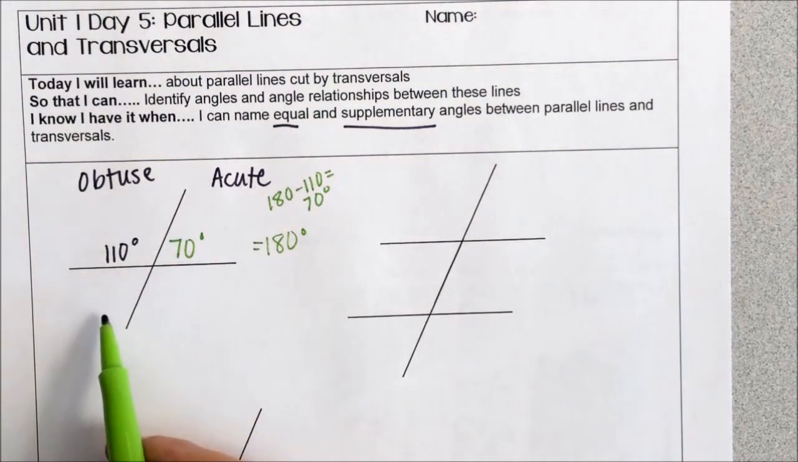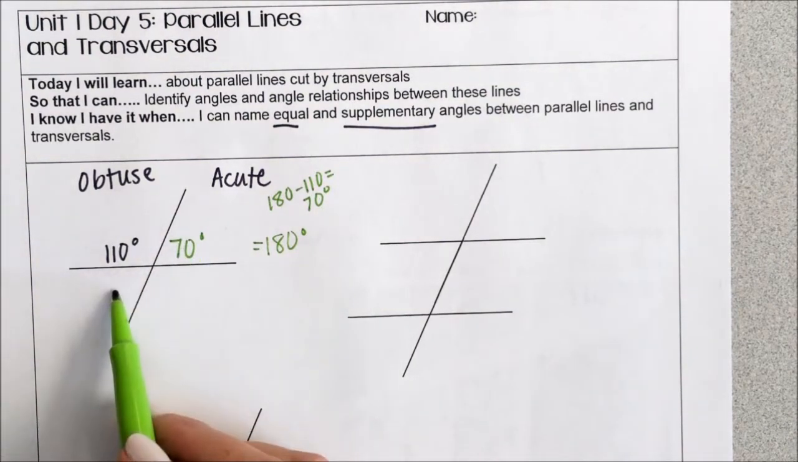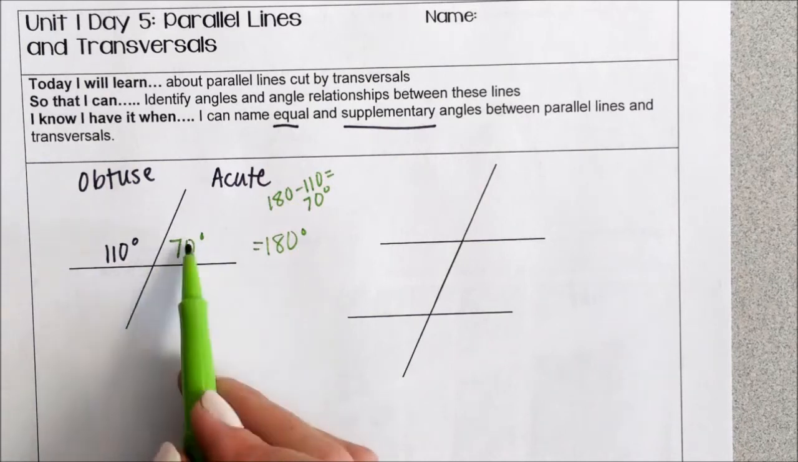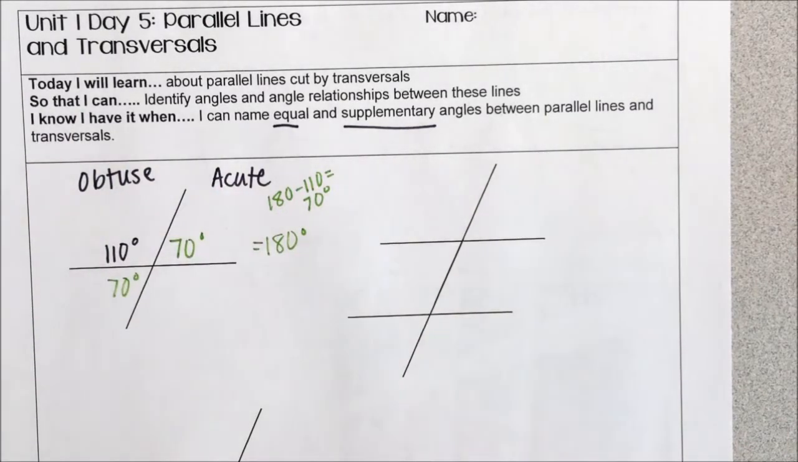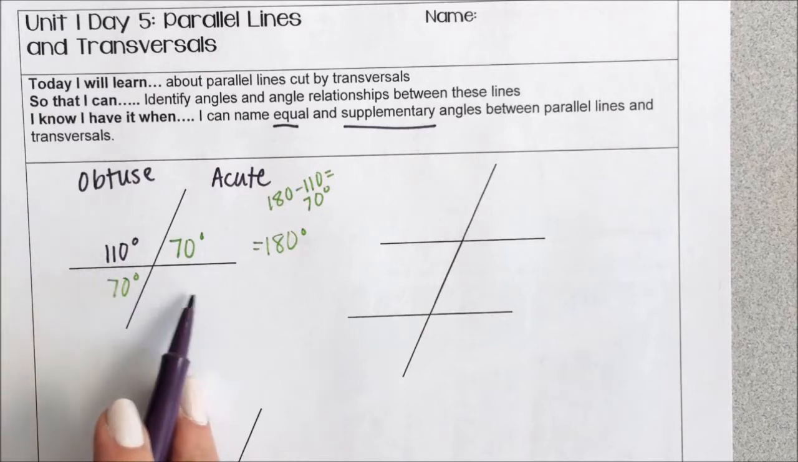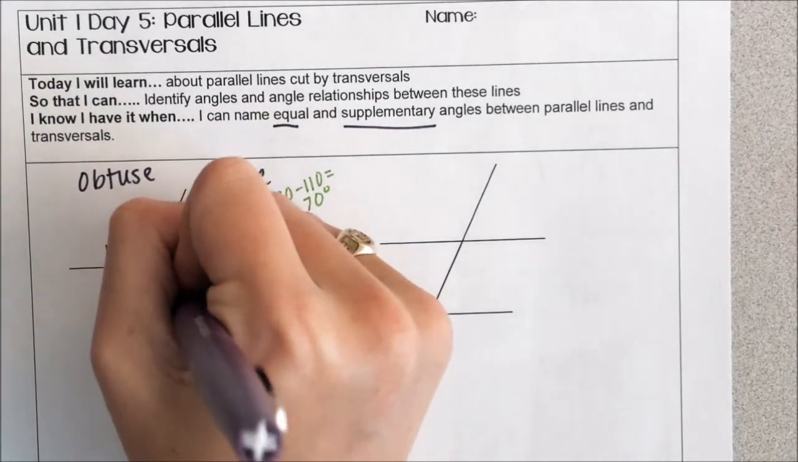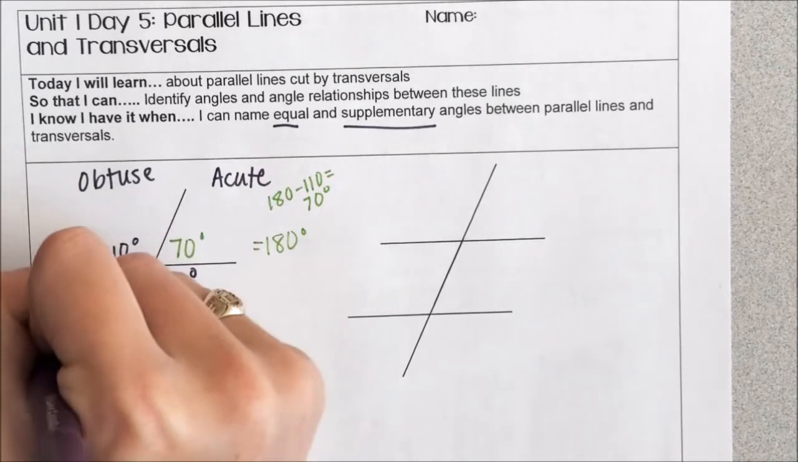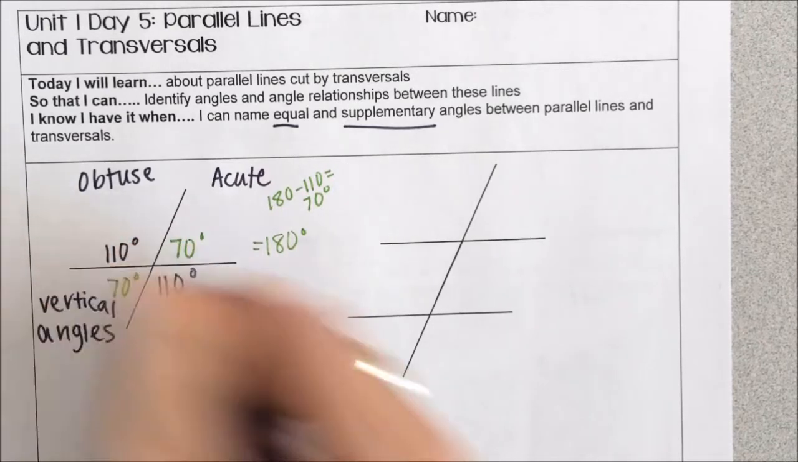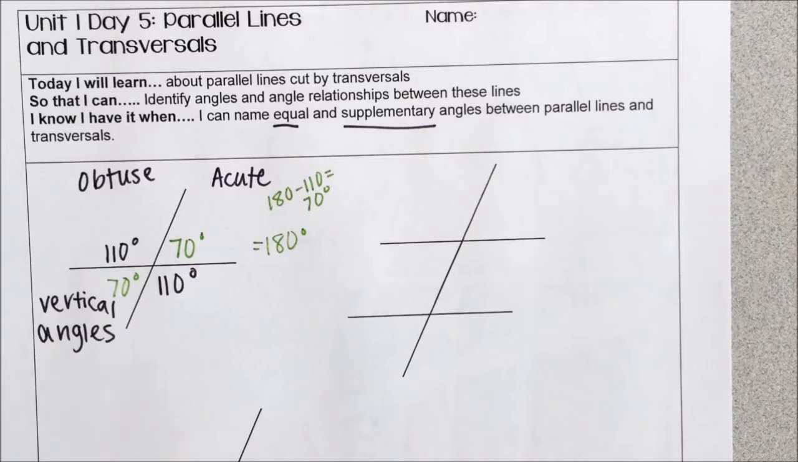Well, if we look at this picture, we also learned something about opposite angles. So we learned that these opposite angles are called vertical angles and that those are equal to each other. So if this is 70, then this one is 70. And so if this is 110, this one's 110. So those were called vertical angles again, just a reminder. So this picture we should be familiar with.